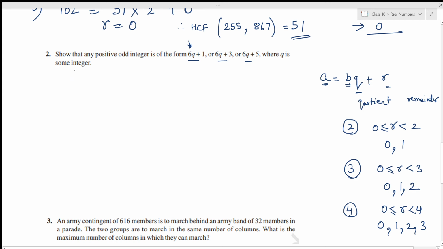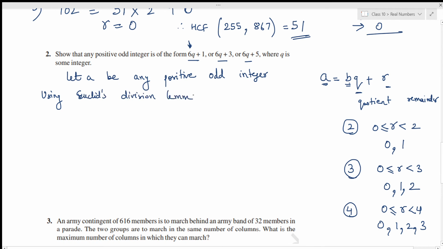So let a be any positive odd integer. So using Euclid's division lemma, we can say that a is equals to 6q plus r. It means when a is divided by 6, there will be a quotient and there will be a remainder. But this remainder can take values from 0 to less than 6.